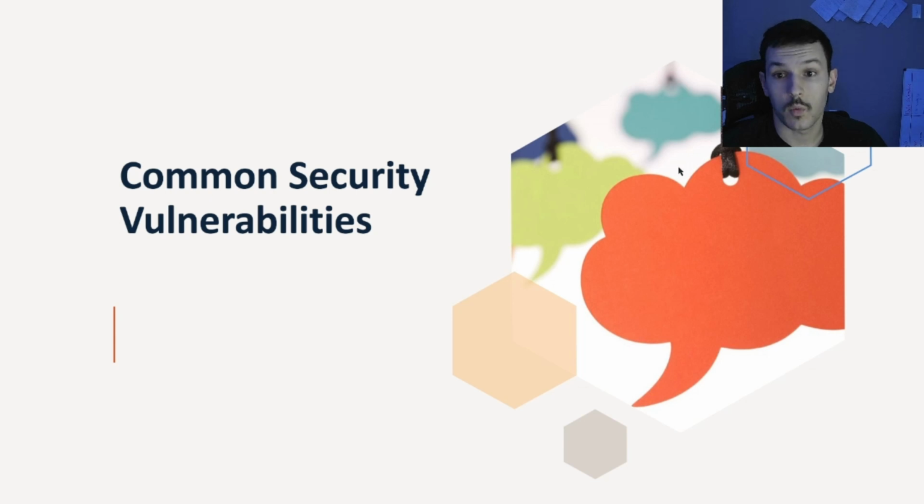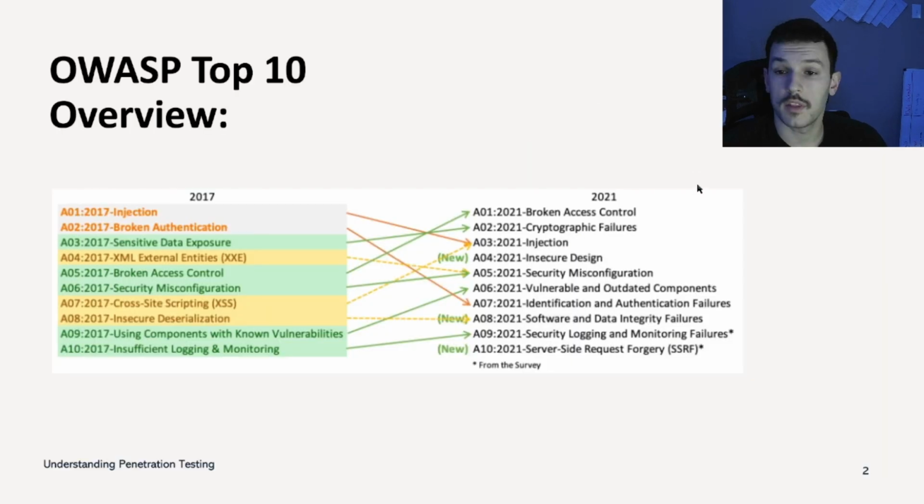Now in this section, we're going to cover the common security vulnerabilities. First one is going to be the OWASP top 10. So what is OWASP? It stands for the Open Web Application Security Project, and this is a nonprofit foundation that works to improve the security of software, and its mission is to make software security visible so that individuals and organizations can make informed decisions about true software security risks.